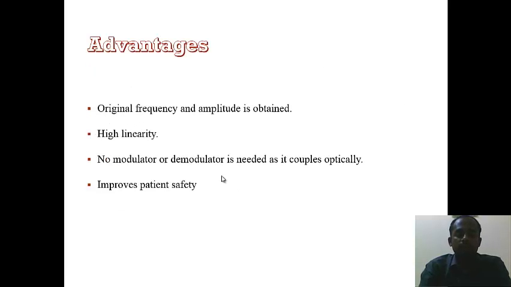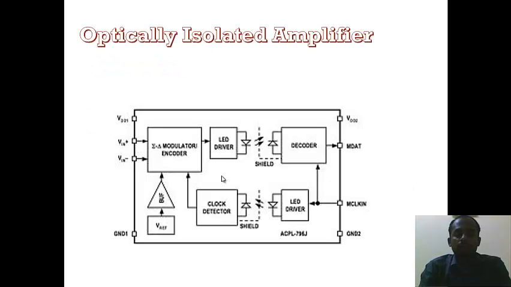Now the advantages: the original frequency and amplitude are obtained. High linearity, the same as the transformer coupled isolation amplifier, it can produce high linearity. No modulator or demodulator is needed as it couples optically.